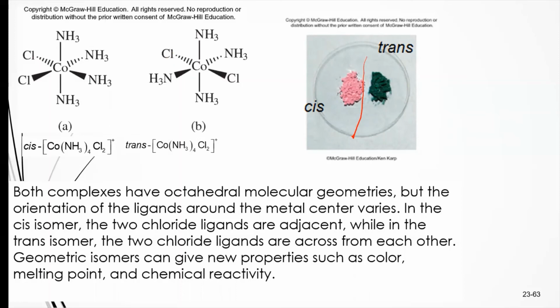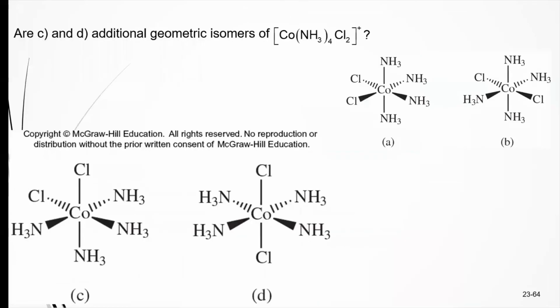One way to think about it is that when you connect them, try to rotate them in your mind. If they rotate to look like the other one, then they're not geometric isomers. They're just the same thing written in a different way. If they don't ever overlap, then they're going to be geometric isomers. So let's look at these two here, compound C and compound D. We want to see, are they new geometric isomers of our cobalt amine chloro complex?